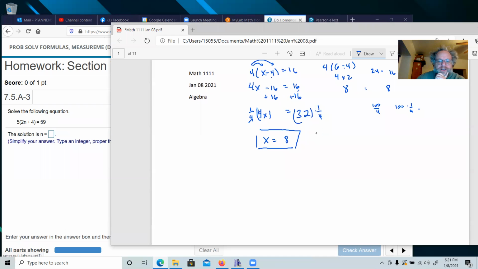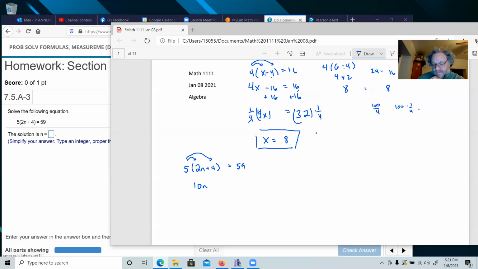Okay, so here we have 5(2n + 4) = 59. Again, this 5 has to visit both of those. Don't forget signs. In this case you don't have signs, but don't forget to have it visit both. So 5 times 2, that's going to be 10n. You don't have to do it more than once.